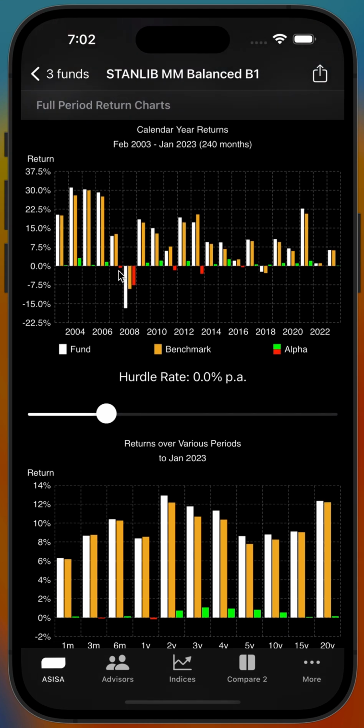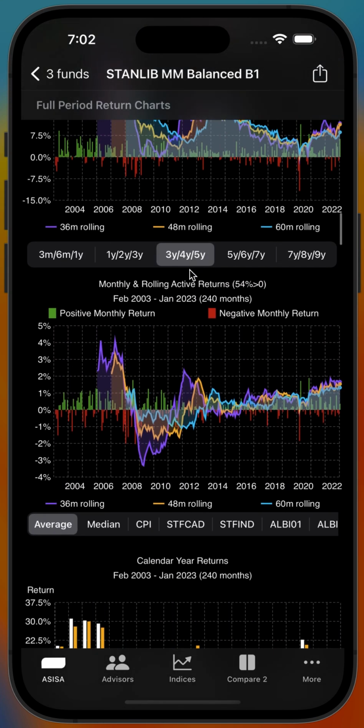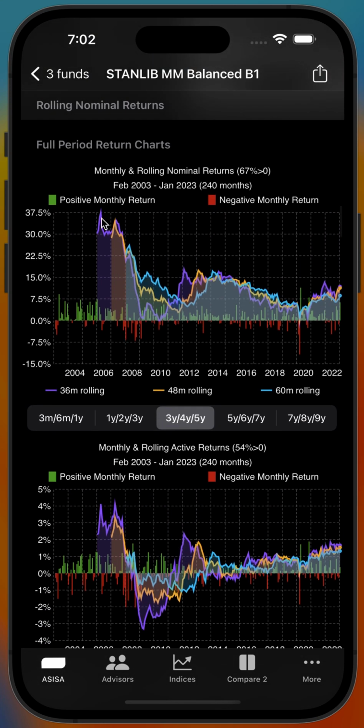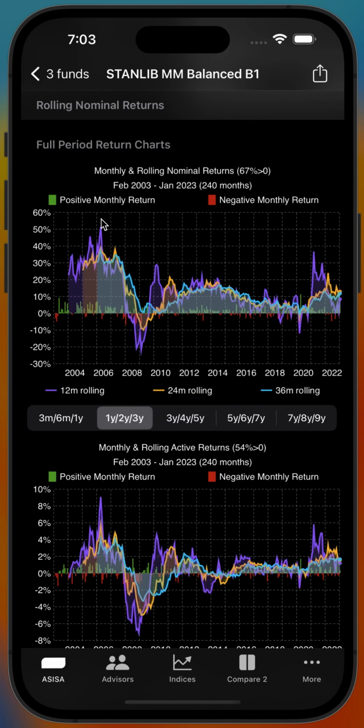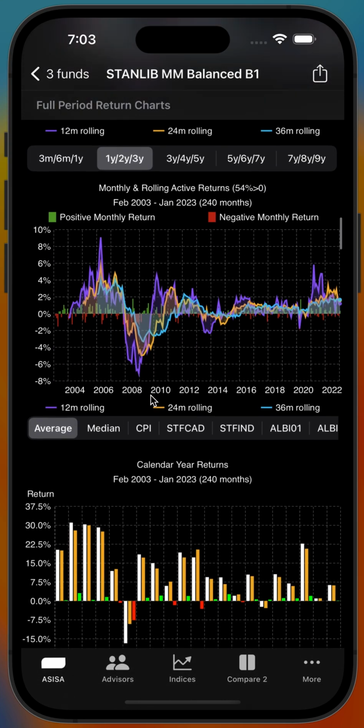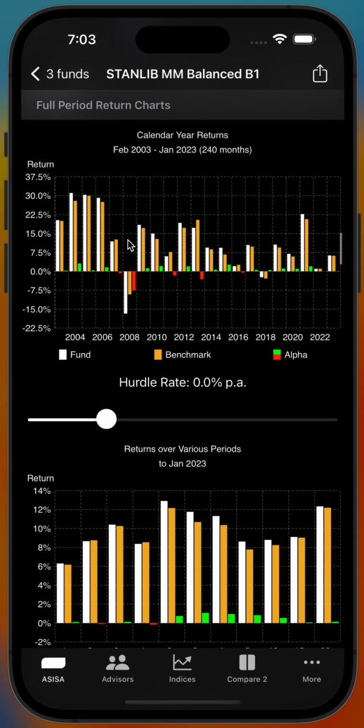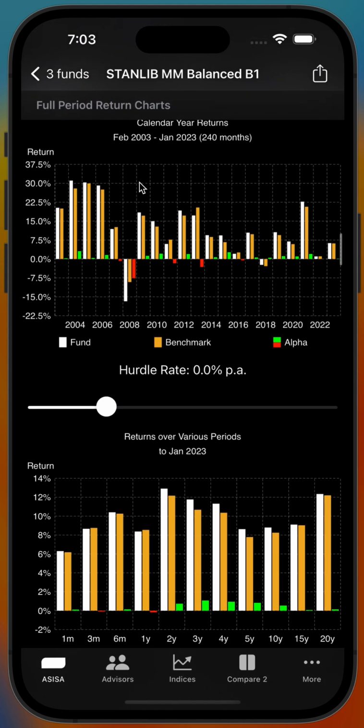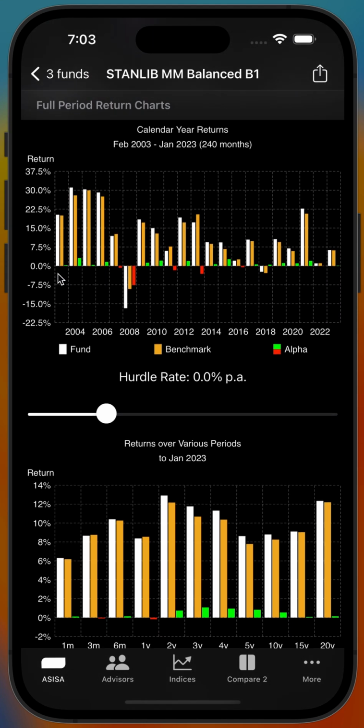Okay, here we've got calendar year returns. So it's the equivalent of looking at this chart here if you had to pull out each number at 31 December. Okay, so it's the 12-month rolling number specifically at 31 December, so at each of those lines. That's what the calendar year return is going to give you. But it's going to give it to you for the fund in white.